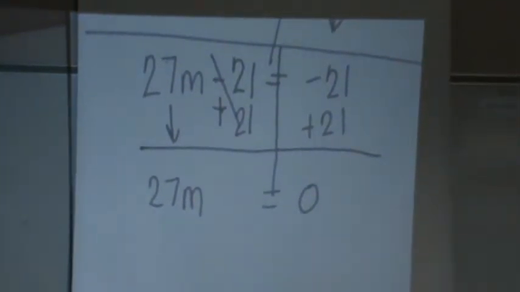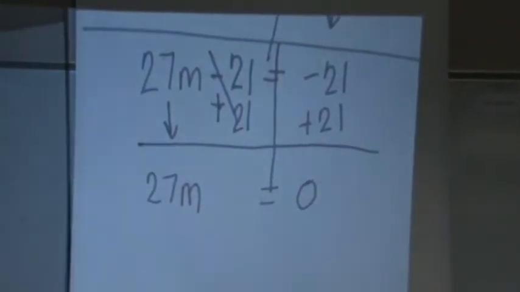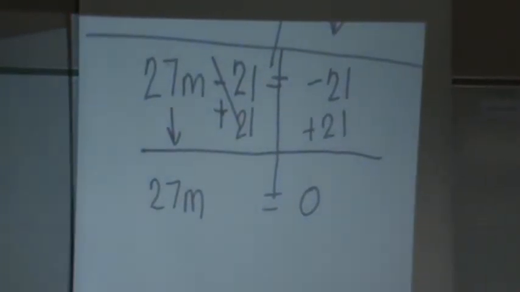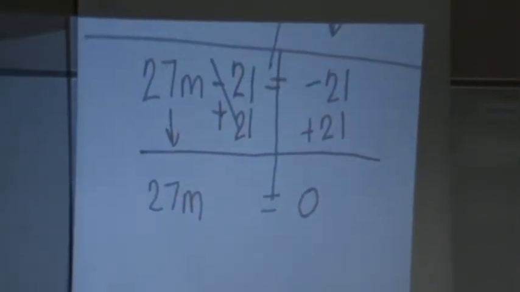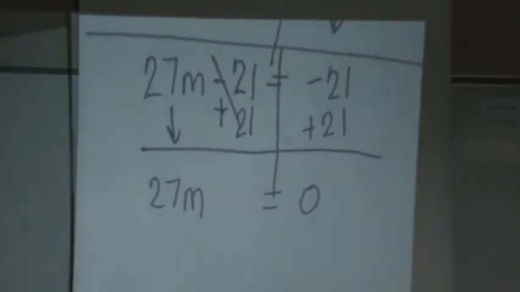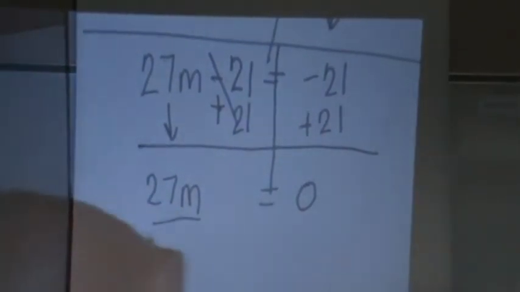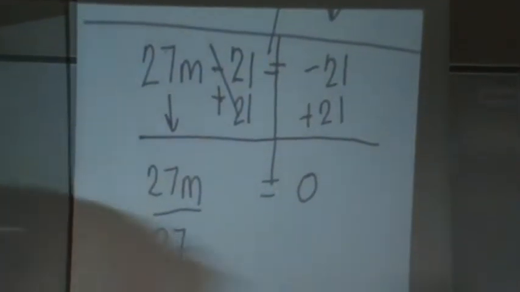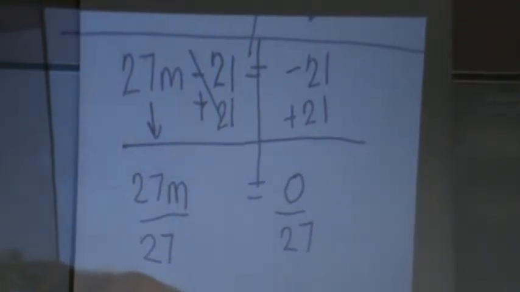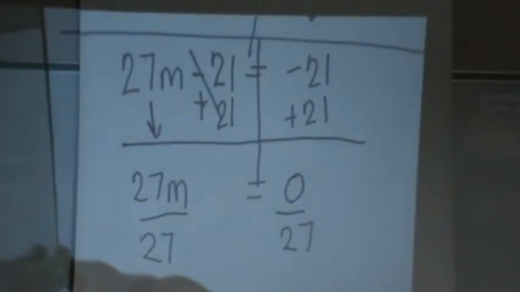So I have to go to step 5, undo multiplication or division. So which one am I doing? Division, very good. So we're going to divide by 27. And the answer is what? 0. Very good.